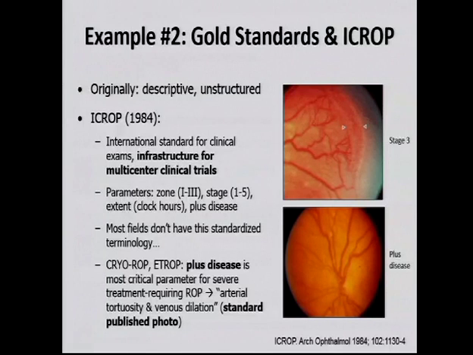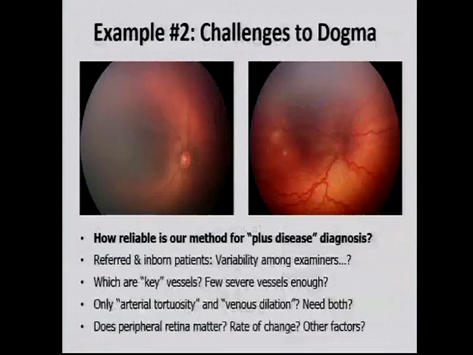So what's the challenge of that dogma? When I was starting out in practice, I saw this baby referred, and the chief complaint was, I think this baby has plus disease, you need to laser the baby. And I looked, and I thought, well, it's really not that dilated and tortuous. A few months later, this made me a little bit nervous. Well, how can I be that far off from an expert who's been doing it for 25 years, out in Brooklyn? I was practicing in New York City at the time.